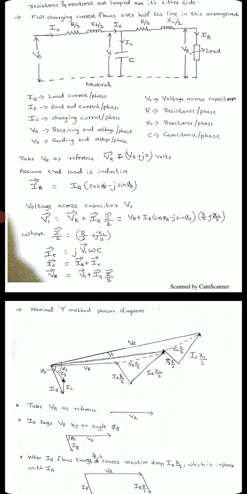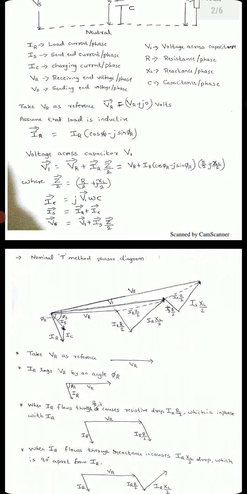Okay, we know that IC is equal to J V1 omega C, and the sending end current IS is nothing but IR plus IC. You can see there, when IS comes here and C is there, IC is one part flowing and the remaining current flows as IR. So together, IS we can call IC plus IR. And VS is written by, once again, the sending end voltage is V1 plus the drop in the remaining R by 2 and XL by 2. We can write that as V1 plus IS into Z by 2.